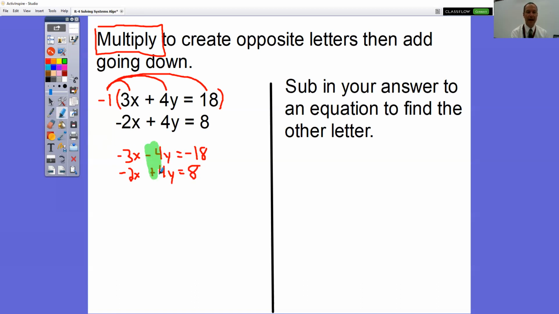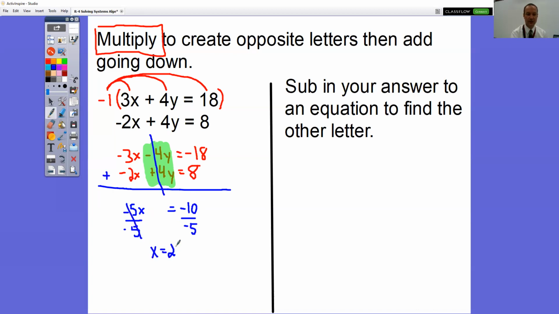Now notice that I have my opposites. Now I have my -4y and my +4y. Now that I have my opposites, all I need to do is add going down. When I add going down, that -4y and +4y will just cancel out. -3x plus -2x is -5x. Bring down your equal sign. -18 plus 8 is -10. Divide by -5. Divide by -5. Those cancel out, so we get x equals 2.